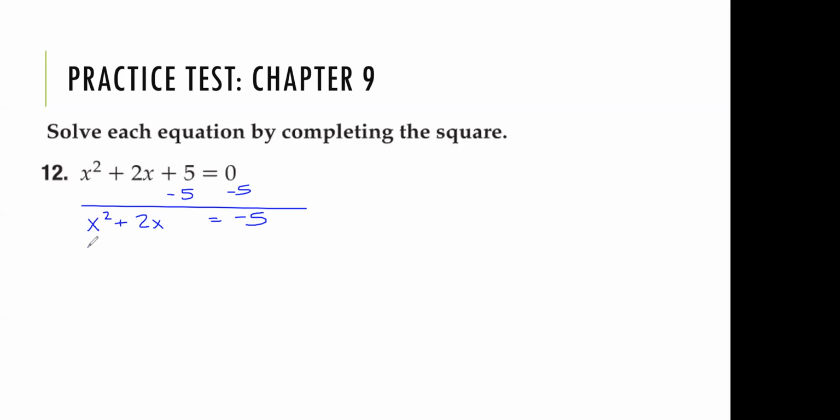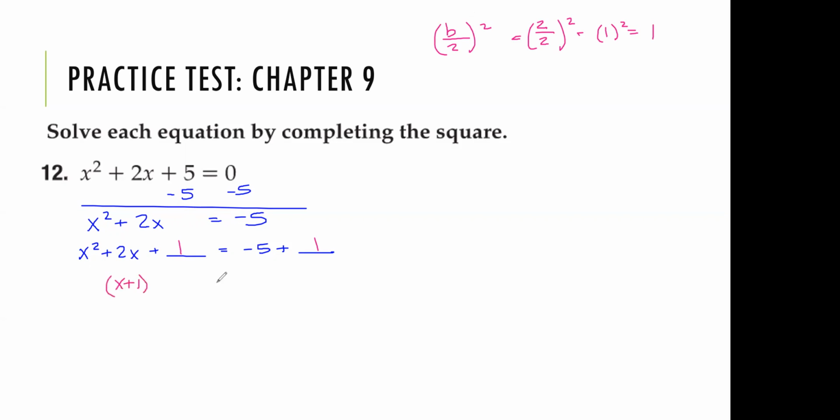So then I'm going to complete the square. So I'm adding a value to both sides of my equation. What value am I adding? Remember, I take the value of b, divide it by 2, and then square it. So b is 2. 2 divided by 2 is 1, and 1 squared is 1. So I'm just adding 1 to both sides here. So if I factor this, I get x plus 1 squared is equal to -5 plus 1, which is -4.